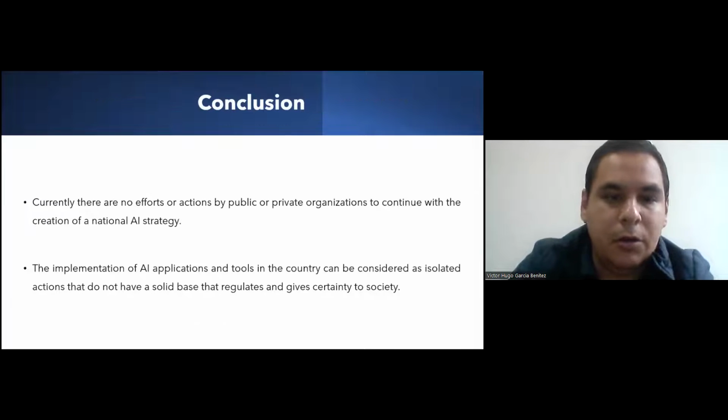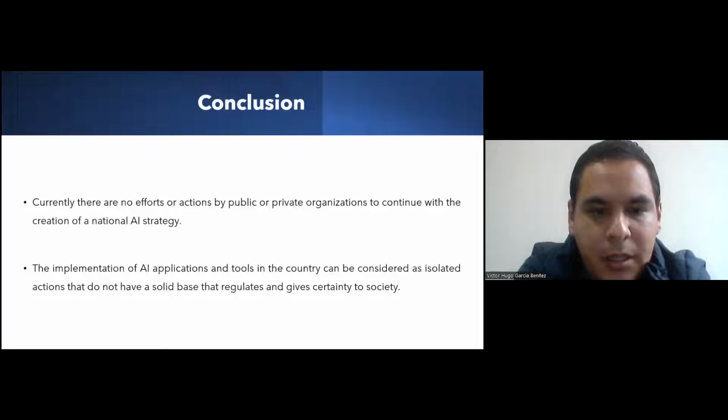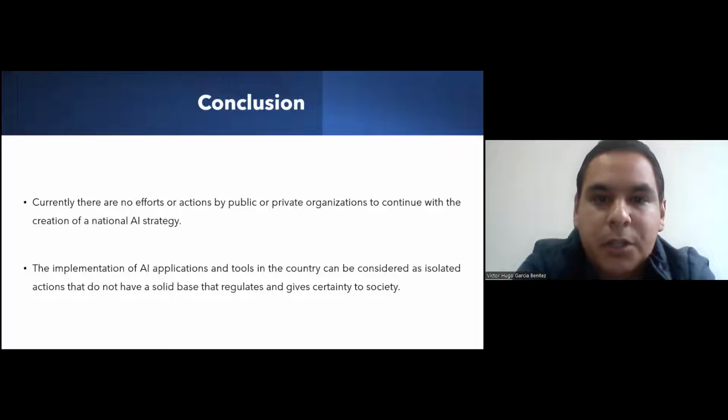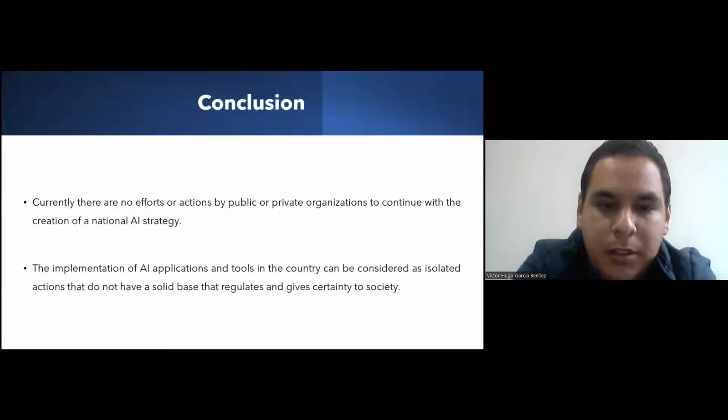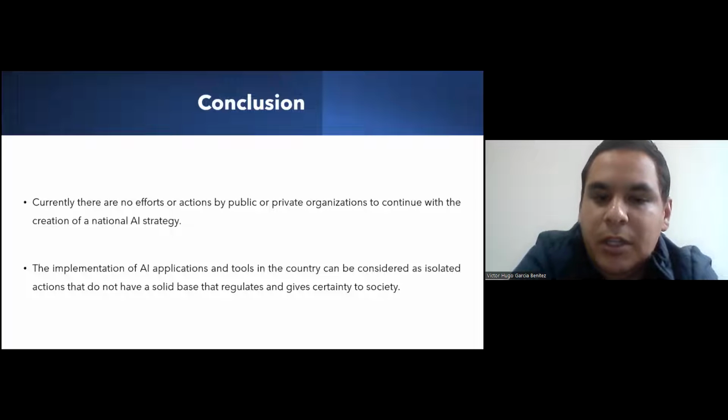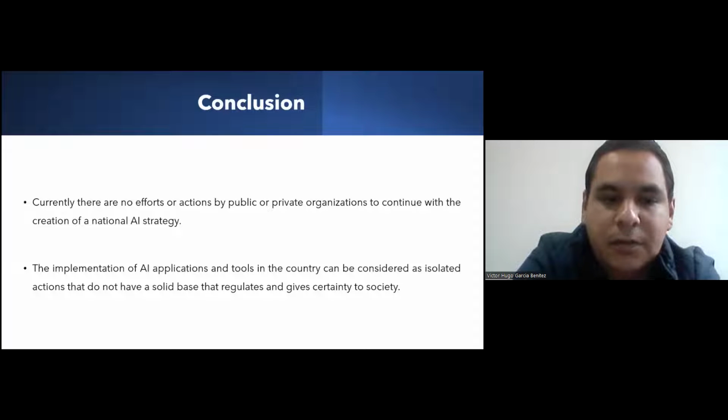Well, in conclusion, we consider that in spite of the fact that Mexico is considered the first country to initiate actions to implement artificial intelligence, with the report "Towards an AI Strategy in Mexico: Harnessing the AI Revolution" and the Mexican National Agenda for Artificial Intelligence, there are currently no efforts or actions by public or private organizations to continue with the creation of a national artificial intelligence strategy.